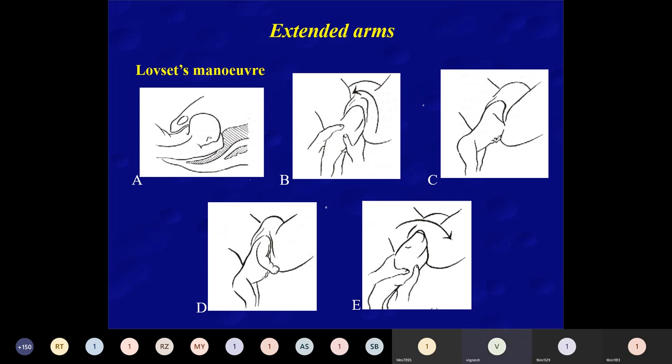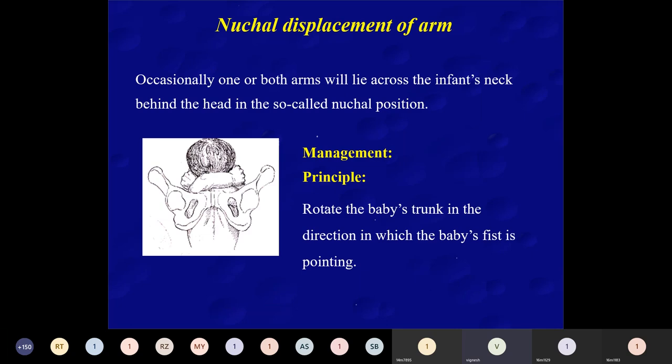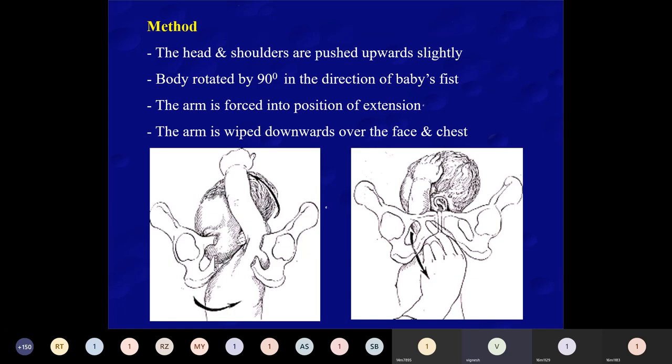Whenever there is nuchal displacement of the arm, it can again get entrapped. Management is to rotate the baby's trunk in the direction in which the baby's fist is pointing. So you have to locate the fist, rotate the baby to that side, bring down that arm, and again you have to identify the fist on the next side. In that direction you have to go with the second one.